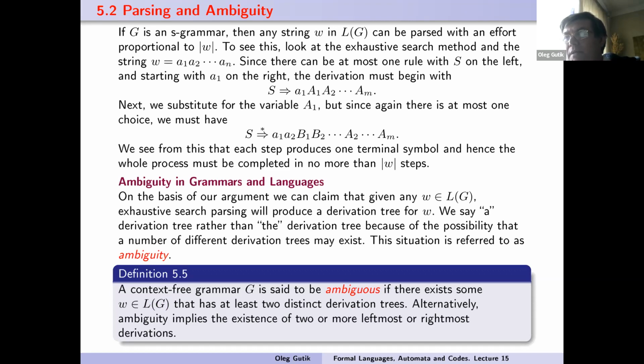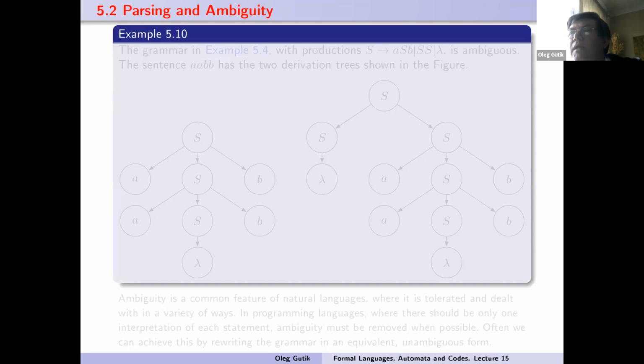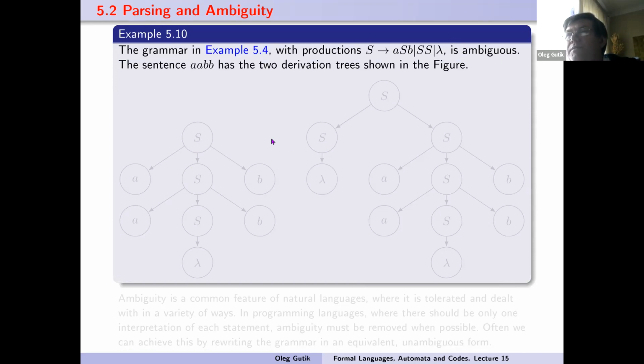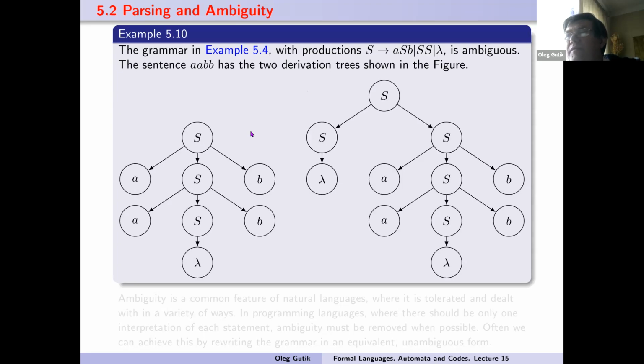Alternatively, ambiguity implies the existence of two or more leftmost or rightmost derivations. Example: the grammar in Example 5.4 with such productions is ambiguous. The sentence aabb has the two derivation trees shown in the following figure.